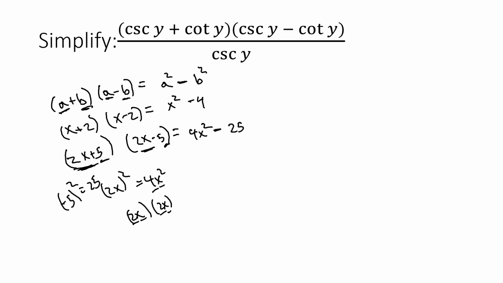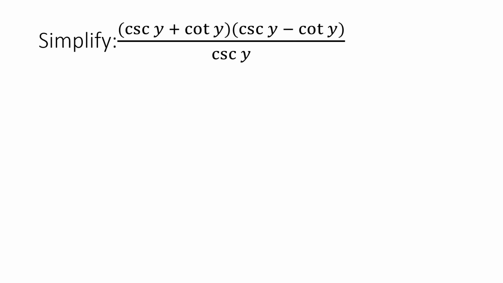So let's see how we can apply it here. In the numerator, we have a value multiplied by its conjugate. If you notice, it's just like the other ones. They're the same, but they differ by either a plus or a minus in the middle. So when we multiply it, what are we going to end up with? Well, just like the other pattern, we're going to end up with cosecant squared minus cotangent squared. Of course, don't forget to put the argument, so that y has to be there. And that's going to be over the cosecant.